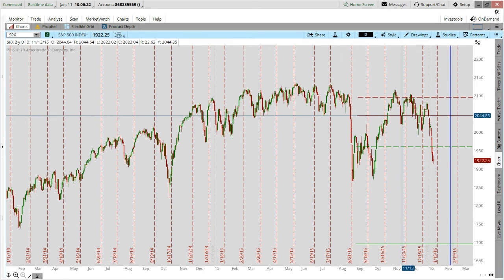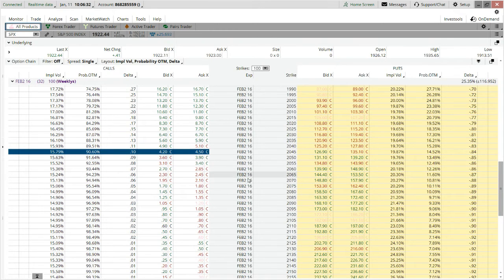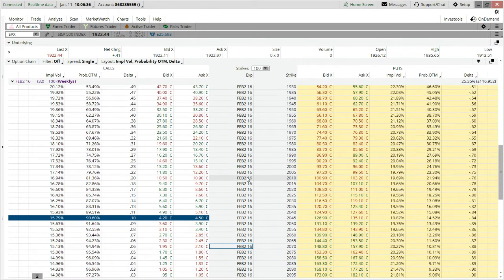Okay, so that solid red line, that's going to be our short call strike price. That solid green line, that's going to be our short put strike price. Let's go over here to our risk profile, actually our trade tab here. What we're going to do is figure out about when we'll need to adjust this position.